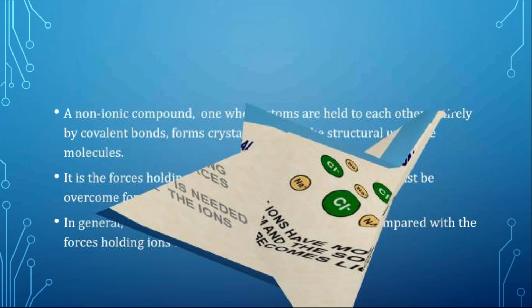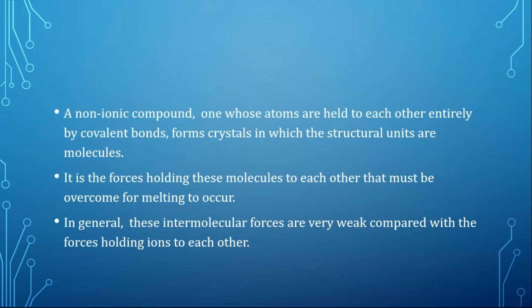So next is non-ionic compound. So non-ionic compound, here the atoms are held to each other entirely by covalent bonds. Here only covalent bonds are seen and it forms crystals in which the structural units are molecules. So in this, the forces holding these molecules to each other must be overcome for melting to occur.